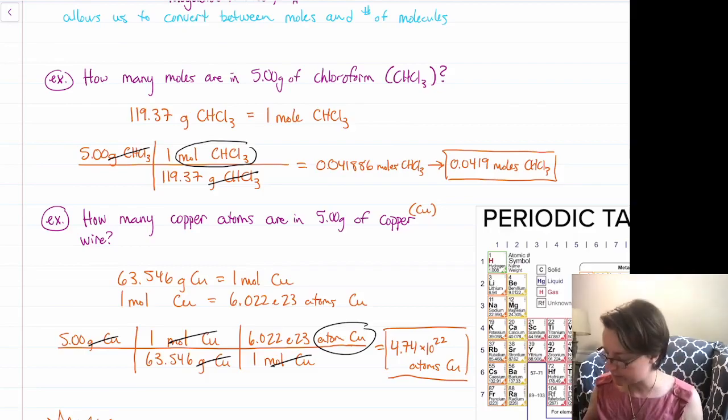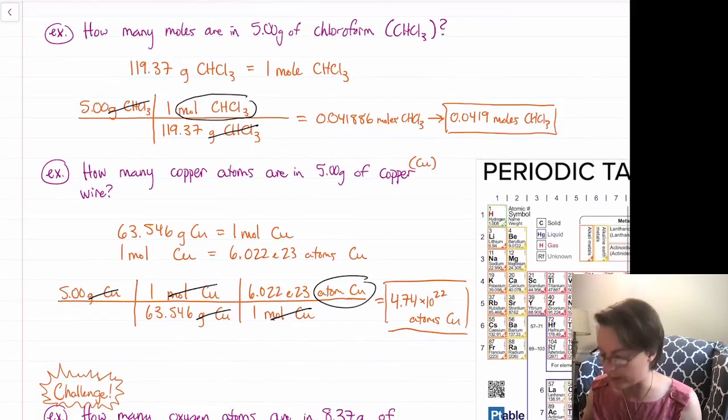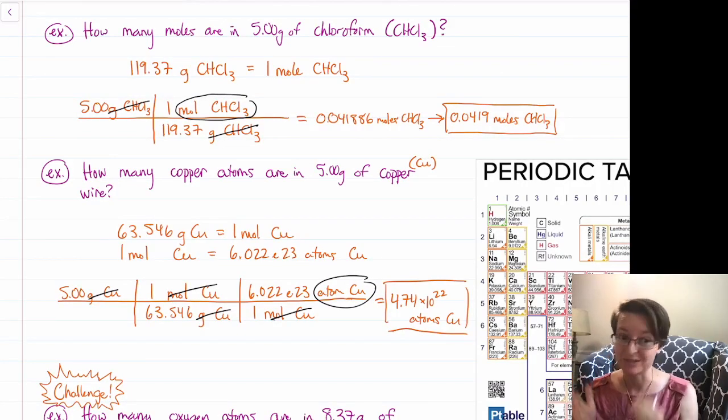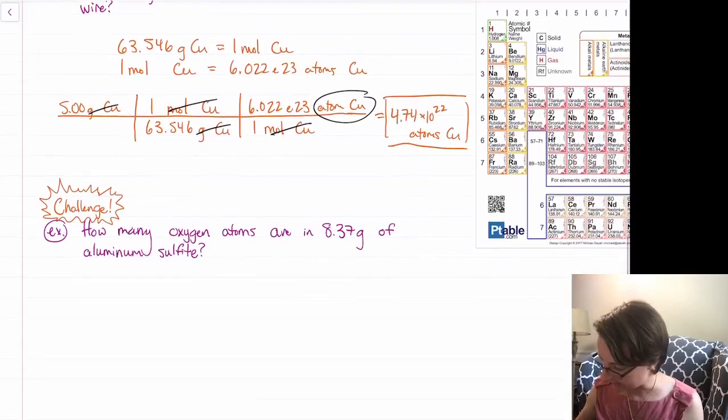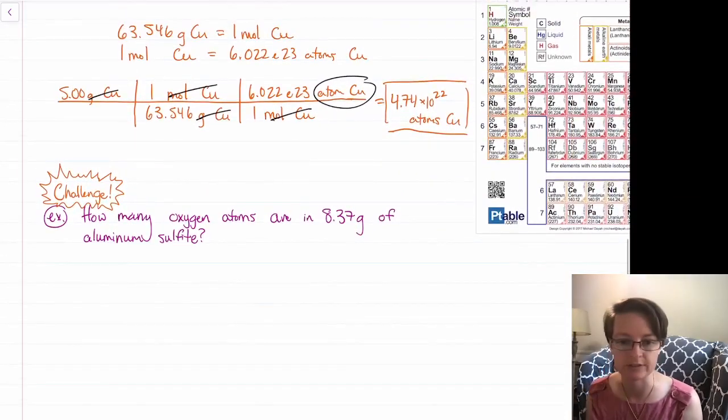Okay, so now we've seen 2 examples, both of doing grams to moles conversions and doing grams to moles to number of atoms types conversions. And so I'd like to leave us with one last example for today, a challenge problem if you like, that's going to ask us how many oxygen atoms are present in 8.37 grams of aluminum sulfite.